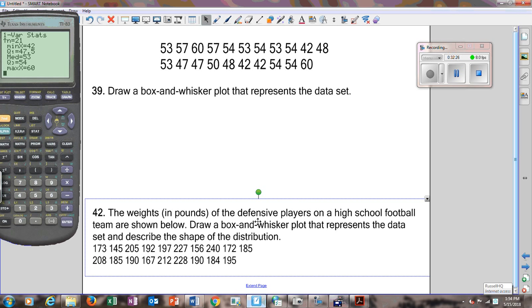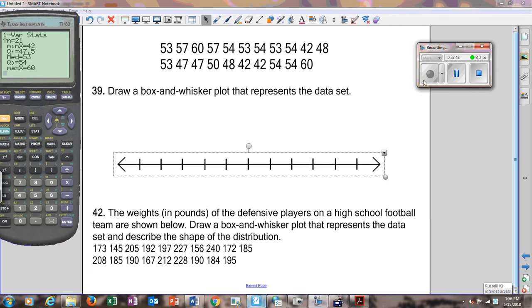Weights in pounds of the defensive players on a high school football team are shown below. Draw a box and whisker plot that represents the data set and describe the shape of the distribution. I decided we might as well just do the box and whisker plot. So start with the lowest number, 42.